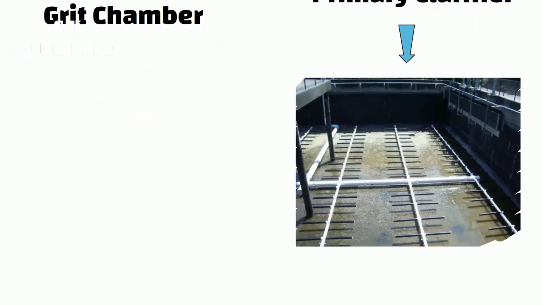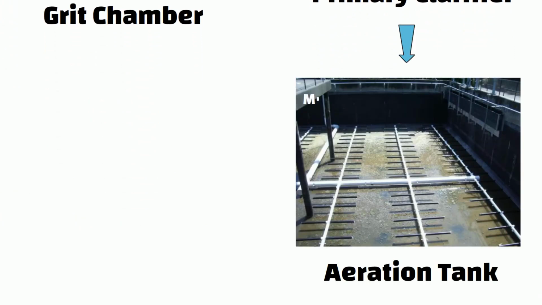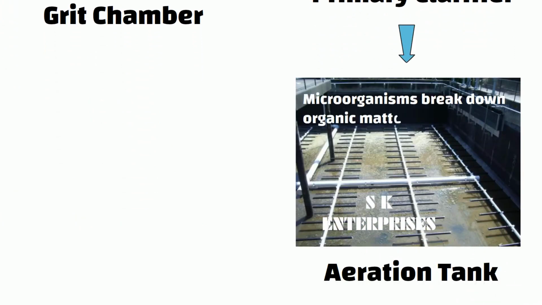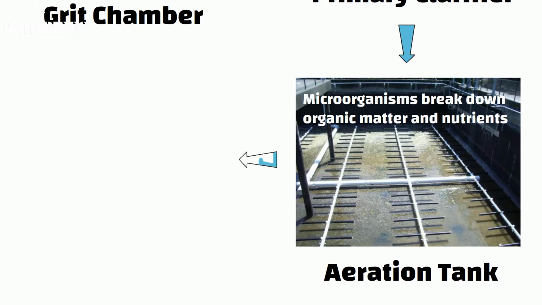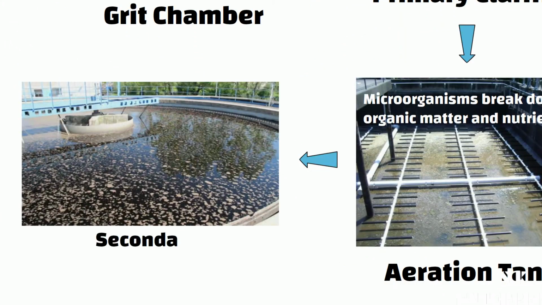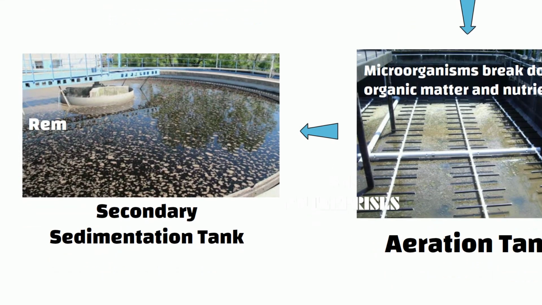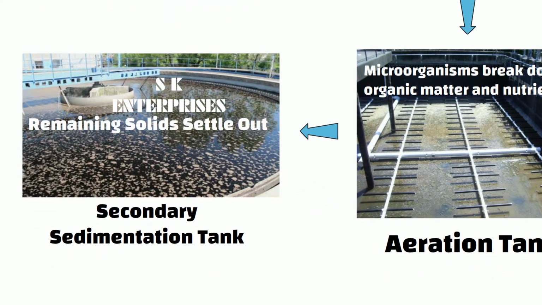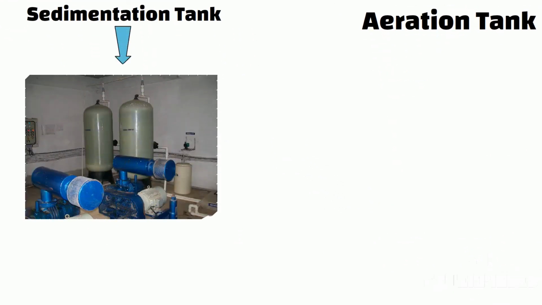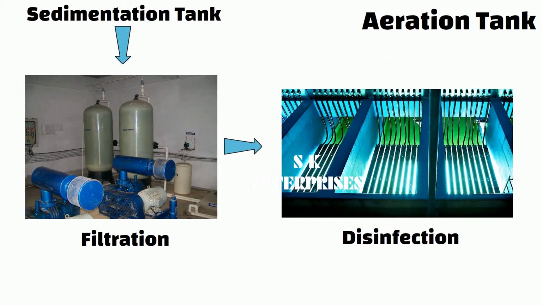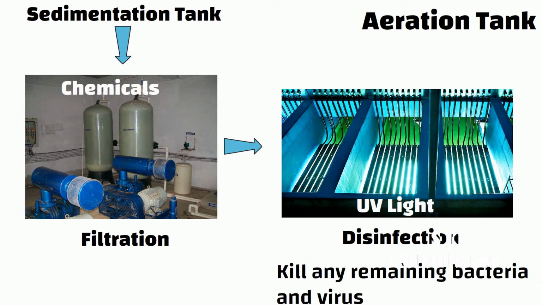Then it is transferred to aeration tanks where microorganisms break down organic matter and nutrients in the water. The water is then passed through a secondary sedimentation tank where any remaining solids settle out. The final treatment stage involves filtration and disinfection, where the wastewater is treated with chemicals or UV light to kill any remaining bacteria and viruses.